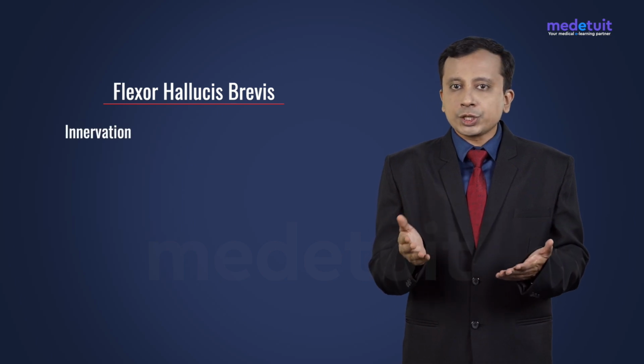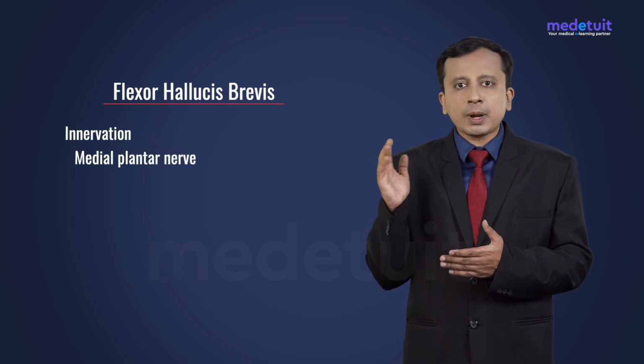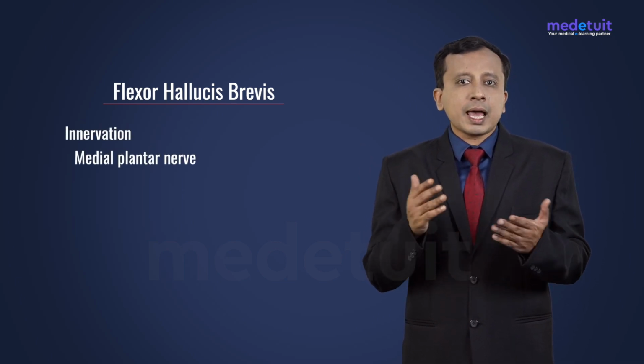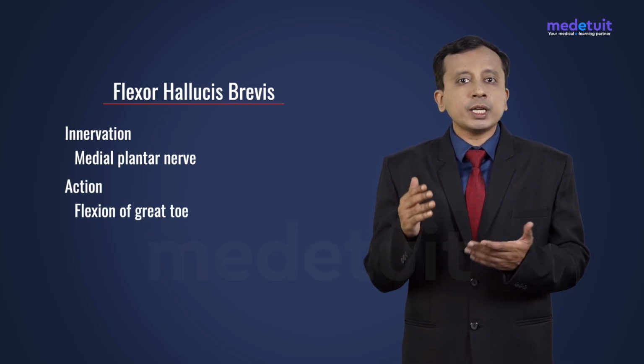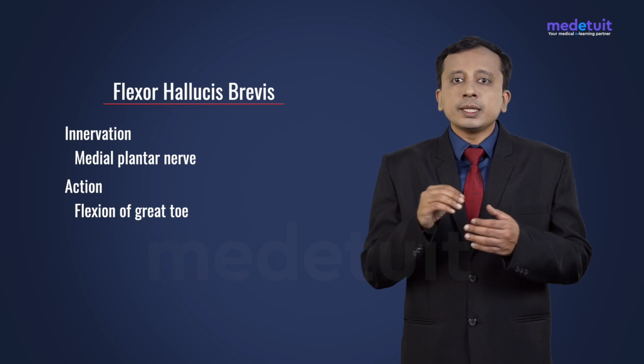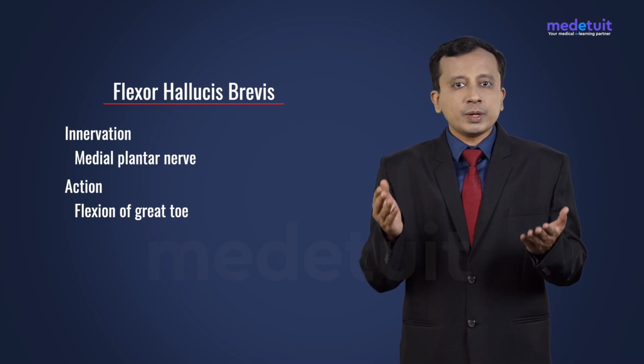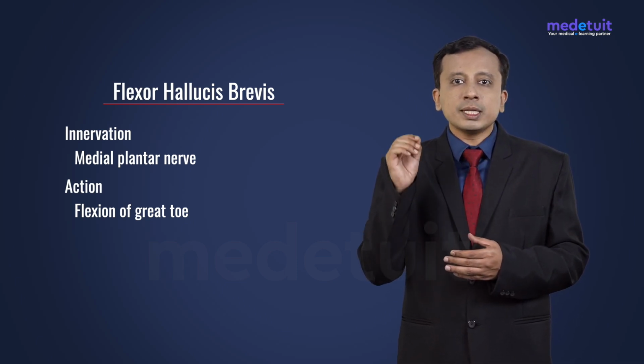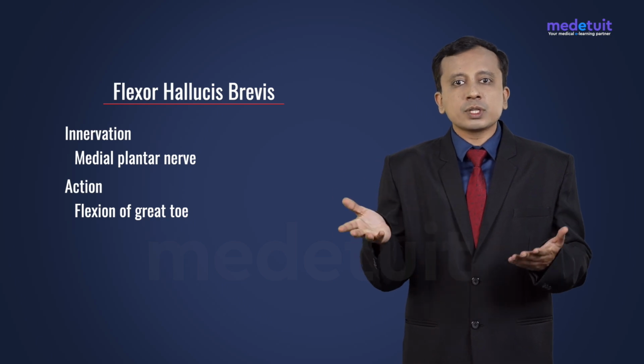Coming to its innervation, it is innervated by the medial plantar nerve. Coming to its action, it helps in flexion of the great toe. Because of constant movements in some individuals, the tendon of Flexor Hallucis brevis will have sesamoid bones inside the tendon of Flexor Hallucis brevis.